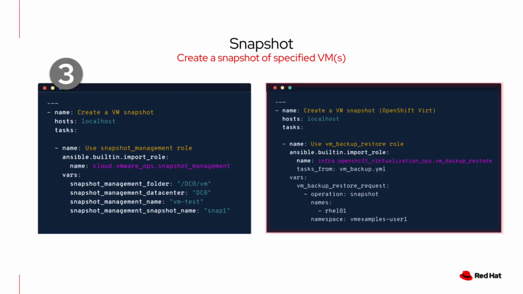On the right, we're doing the exact same operation, but this time for a virtual machine running on OpenShift virtualization. Here, we use the OpenShift VM Backup Restore role, and with just a few parameters, the operation type, VM name, and namespace, you can take a consistent snapshot inside your Kubernetes native infrastructure.